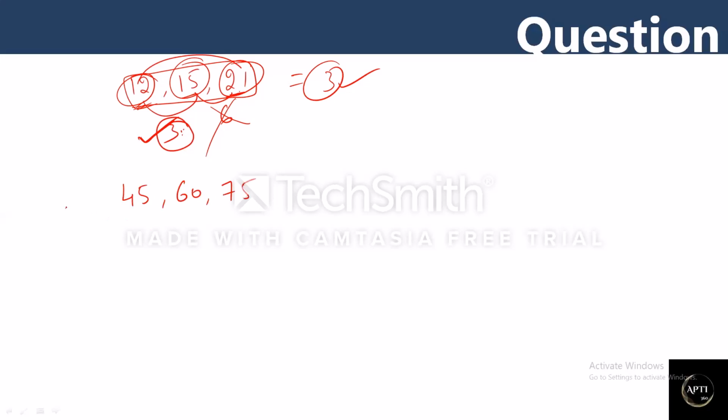What is the highest common factor of 45, 60 and 75? What we need to do is take the smallest, I mean least, difference. If I take the difference between 45 and 60, it is 15. Now 60 to 75, it is also 15. Now 45 to 75 is more than 15, so no need to consider it.